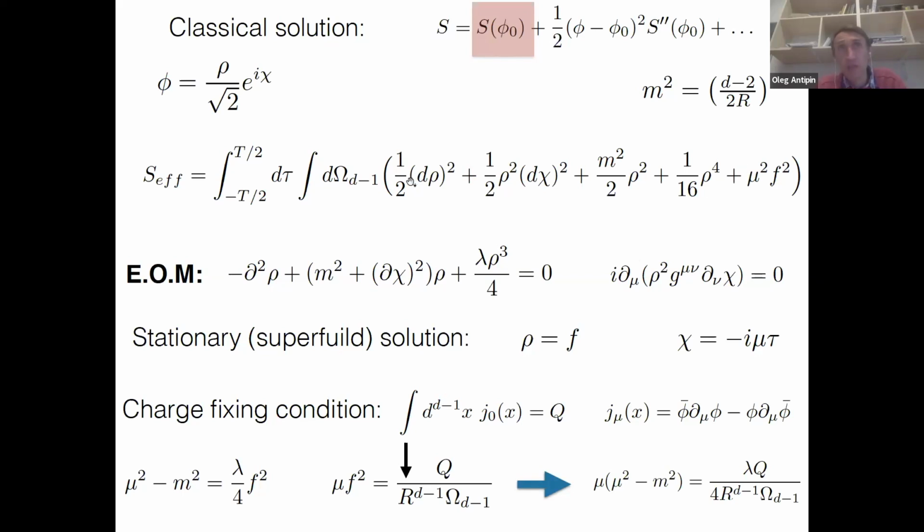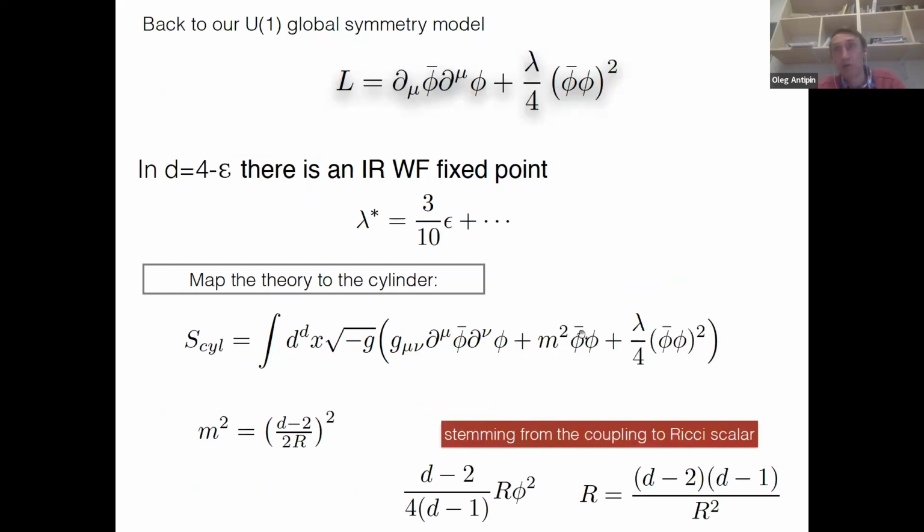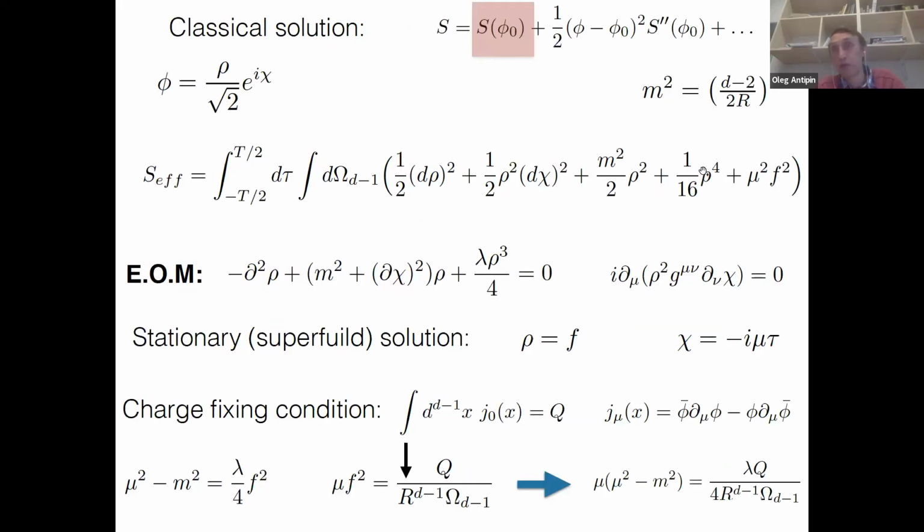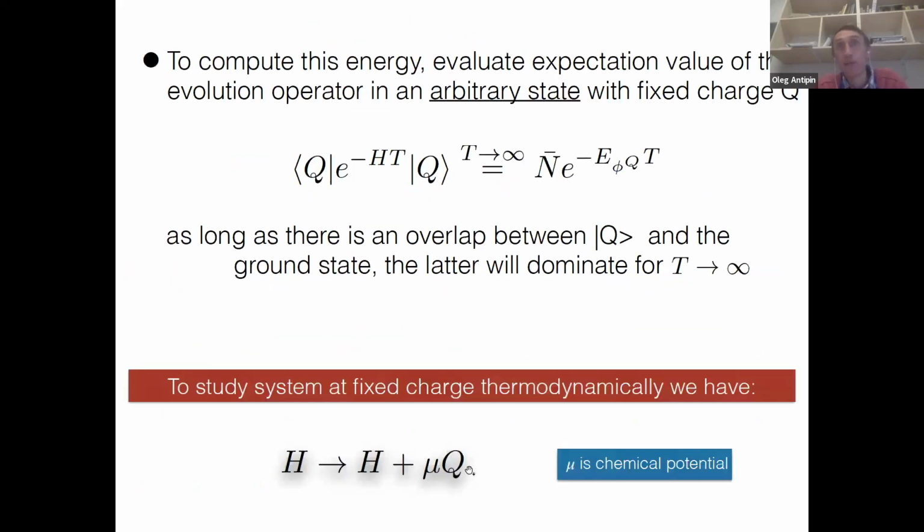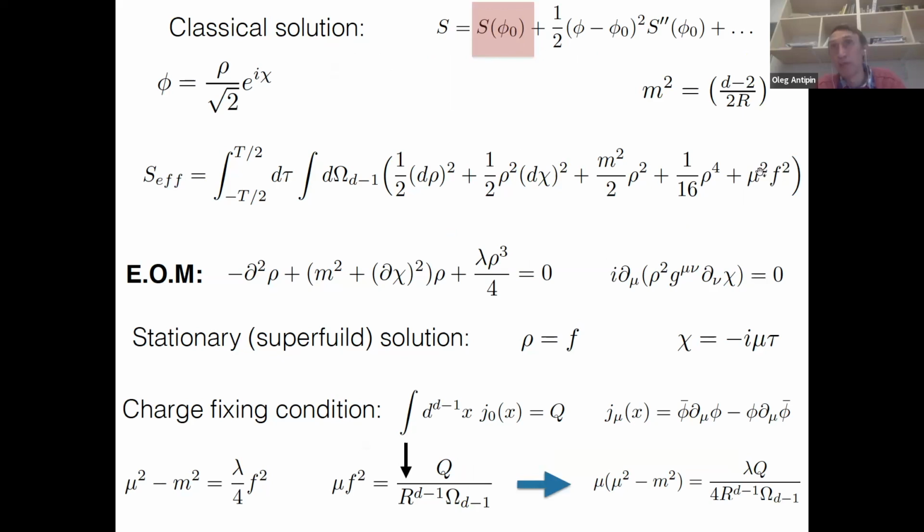This is our effective action, remember? This is my kinetic term in these polar coordinates. This is the mass term I just showed you before, coming from the coupling on the curved space. This is my quartic interaction, very trivial. And this mu q term, as I mentioned, is the chemical potential term you have to introduce. You will see in a moment why this term is exactly this, because mu and the charge give exactly this mu times q term I introduced. So this is my effective action at finite charge density.